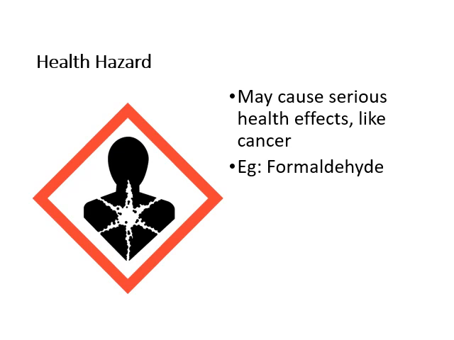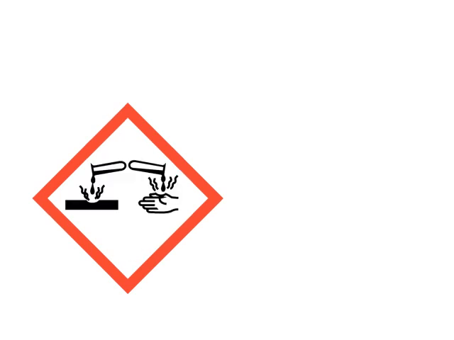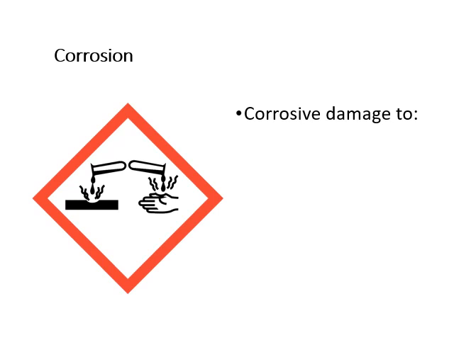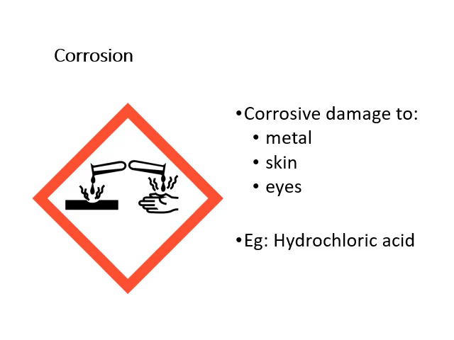The next one is another one that's pretty familiar to people. This is called the corrosion pictogram. It shows you a steel bar that's being dissolved, and a hand, which is flesh, being dissolved. So this shows that it's corrosive, and it can damage metal, it can damage skin, and it can damage your eye. So obviously you're going to be wearing safety glasses when using something like this. This would be something like hydrochloric acid. There are lots of other chemicals as well, but hydrochloric acid is something you've probably heard about.